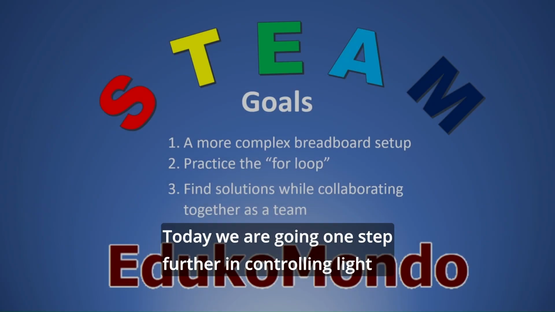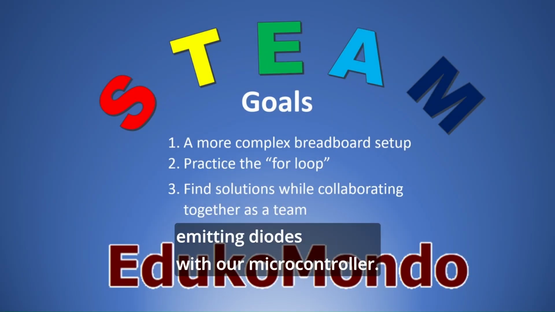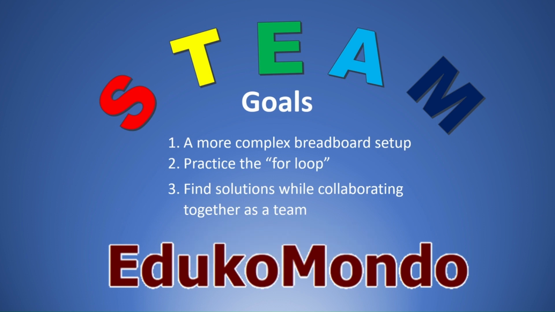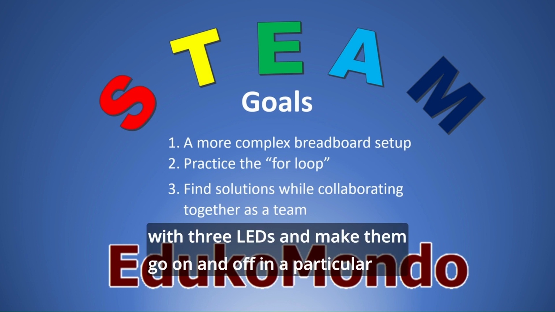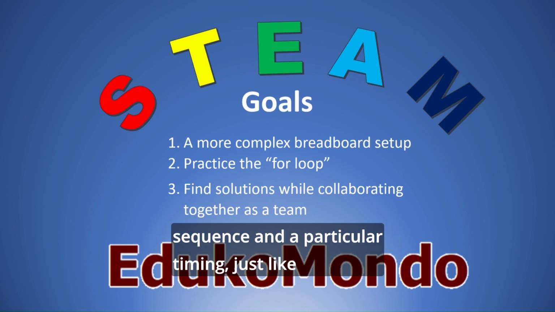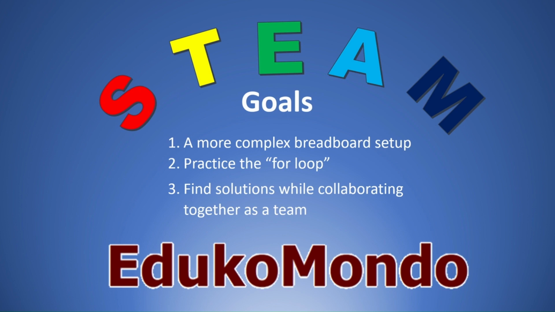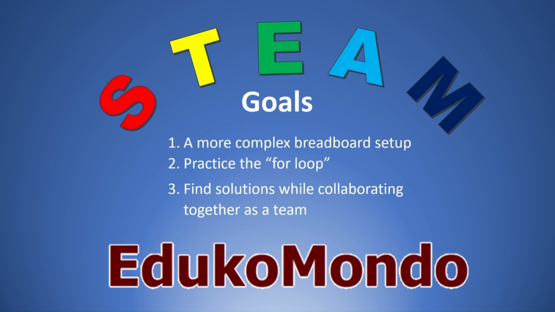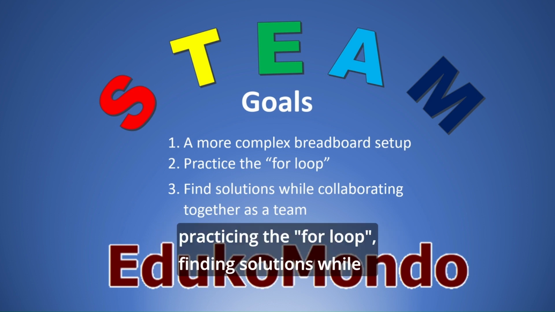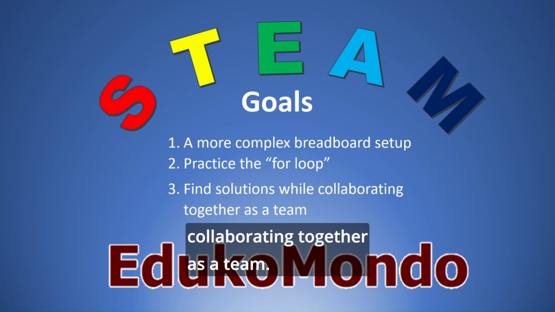Today we are going one step further in controlling light-emitting diodes with our microcontroller. Instead of working with one LED, we will be working with 3 LEDs and make them go on and off in a particular sequence and a particular timing, just like a traffic light. In this lesson we will teach our students a more complex breadboard setup, practicing the for loop, finding solutions while collaborating together as a team.